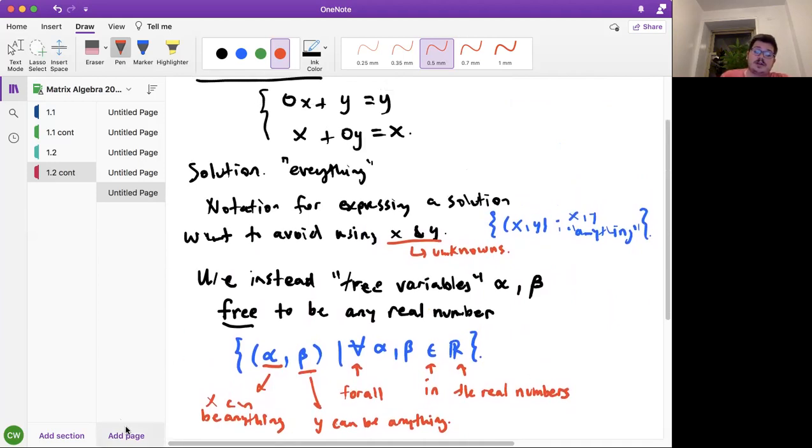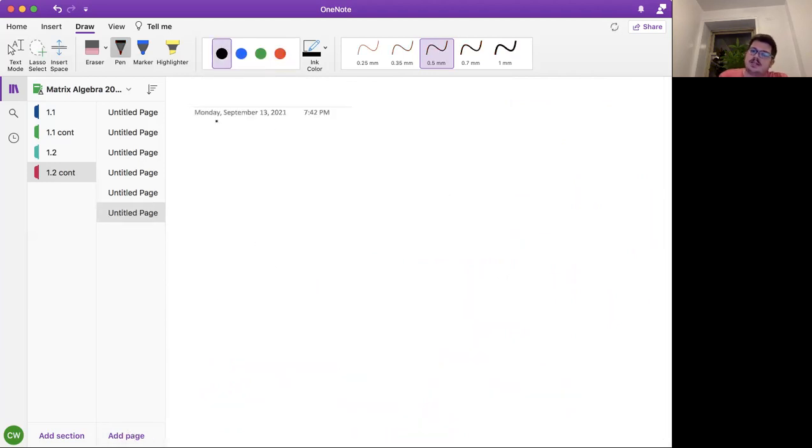Okay, so let's do another example where we have free variables, one that's pretty easy too. x plus y is equal to 1, and 0x plus y is equal to y. Okay, so what's the solution here? Let's start with which of these equations is kind of nonsense? Not nonsense, but boring, let's say. Yeah, the second one is just y equals y, right?